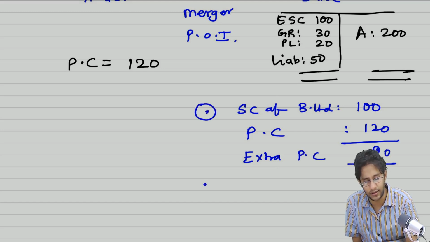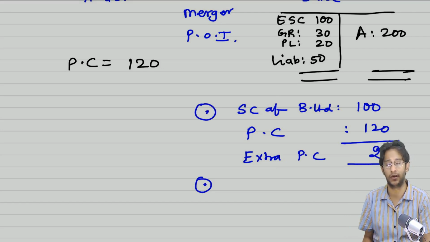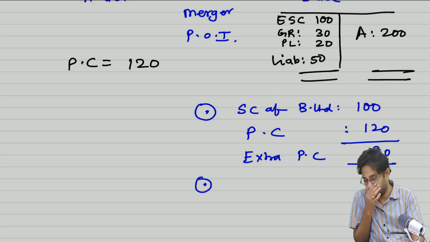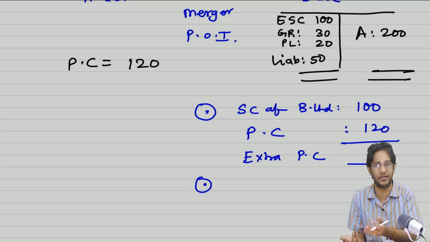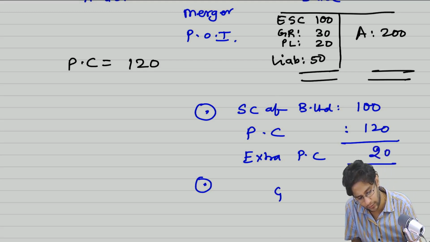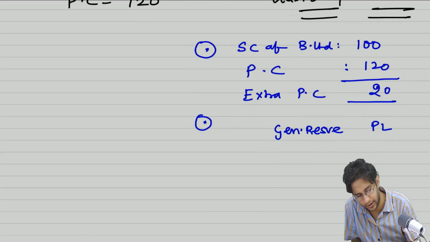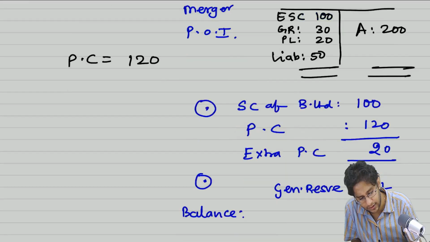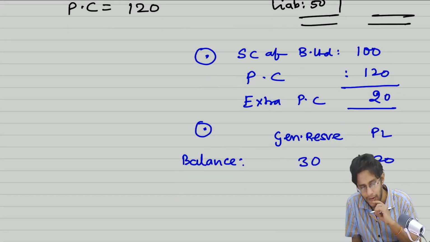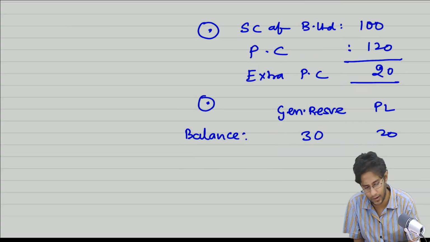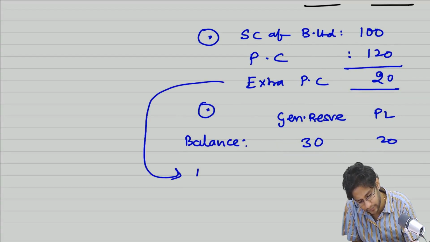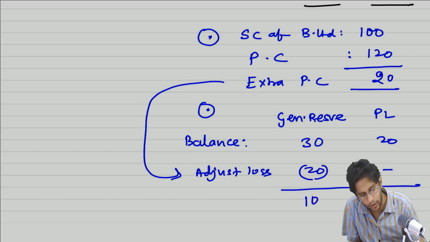But since the amalgamation is in the nature of merger and you are applying the pooling of interest method, each and every reserve of the selling company can be incorporated as a reserve of the purchasing company. So you will have incoming reserves now, the general reserve and the P&L. How much balances are there? 30 and 20. But in the process you are suffering a loss of 20. This loss is adjusted here. So you can incorporate 10 and 20.